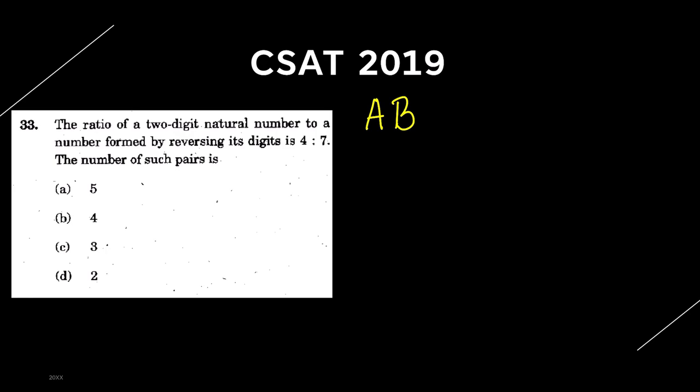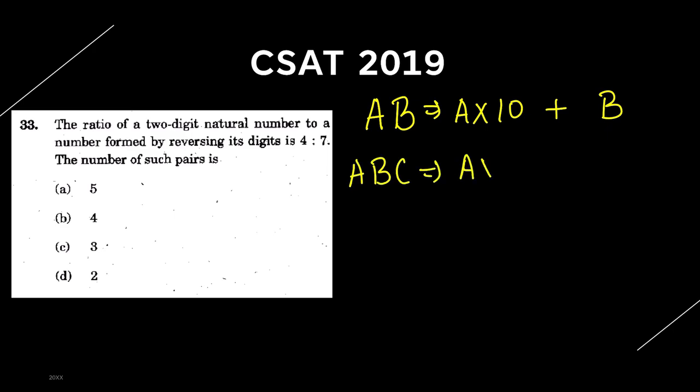Now I will ask you, write it in the form of tens and hundreds. Can you not write it like this: A into 10 plus B. Right? Suppose it is a 3-digit natural number ABC. How can you write it? A into 100 plus B into 10 plus C. Right? I hope this is clear.